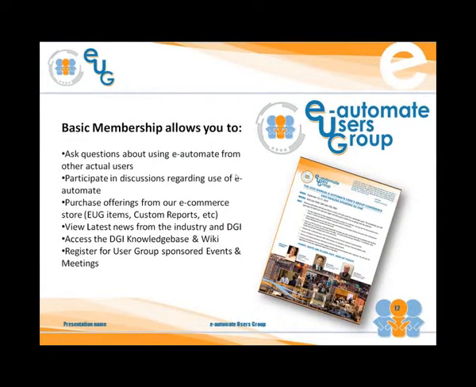With this, one person from each company for free gets to be a member, and you can have discussions with other eAutomate users. You have access to the DGI knowledge base and wiki, and you can also register for the user group sponsored events and meetings. Every year eAutomate has a users group conference that's held in Utah, and basically it is a week-long training series, and it has a ton of guest speakers. Your account managers will be there.